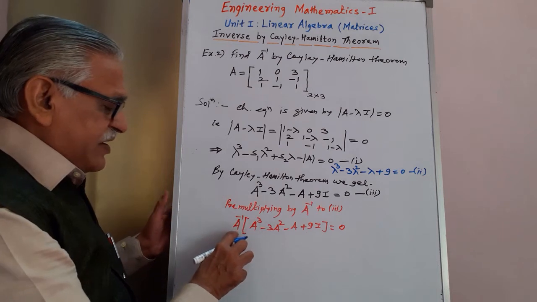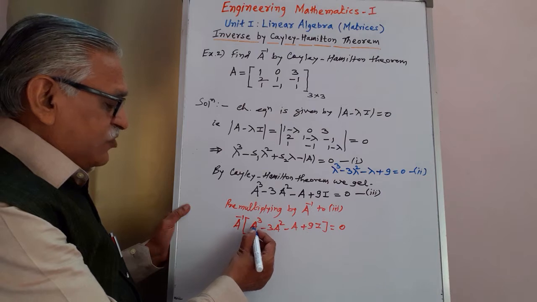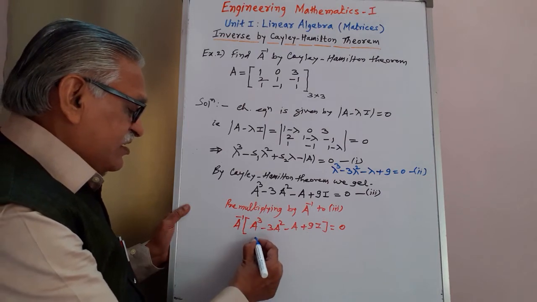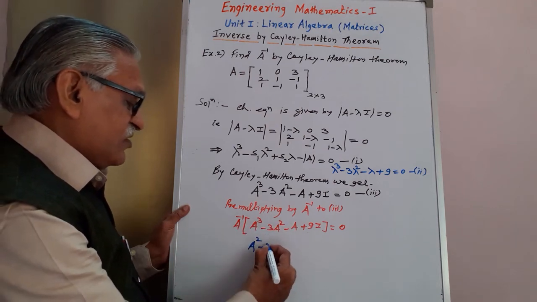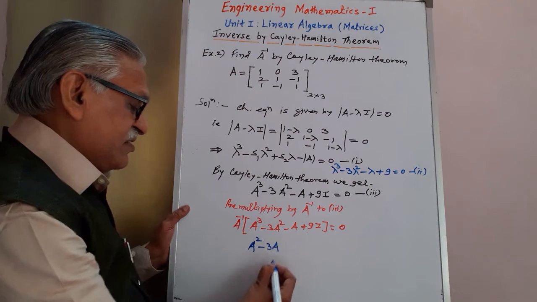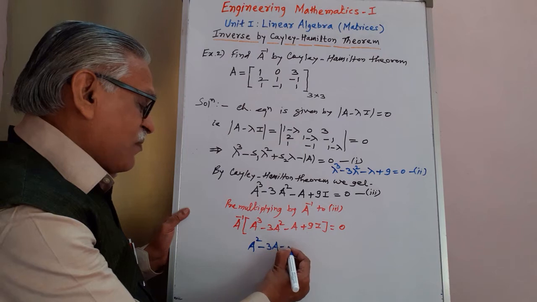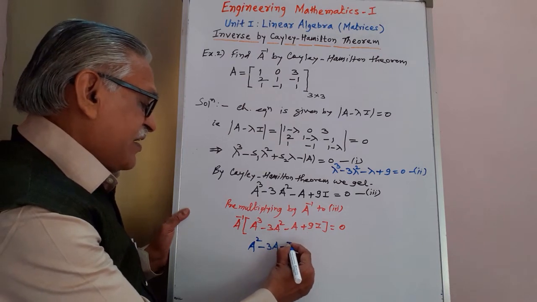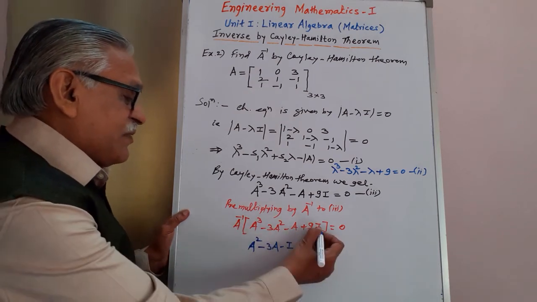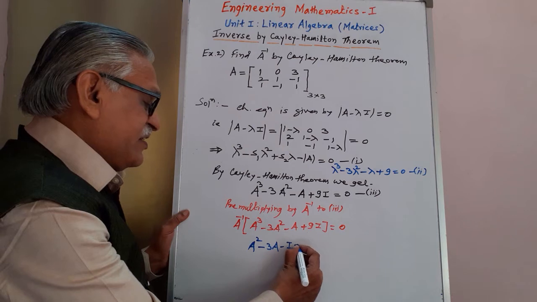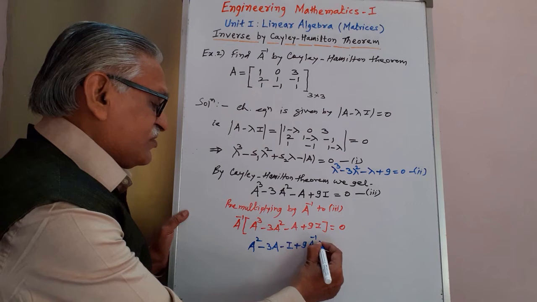multiplying each and every term by A inverse, taking that multiplication inside the bracket, we get A cube into A inverse as A square, then minus 3A square into A inverse, we get that term as A, adding the powers. A into A inverse, as per the property, we get as the identity matrix I. Any matrix multiplied by the identity matrix, we get the same matrix, and therefore it is 9A inverse.